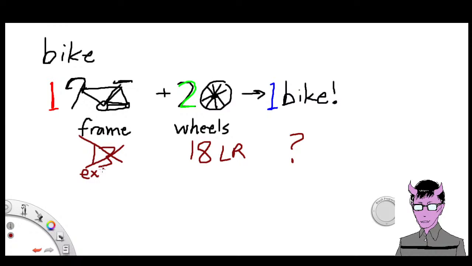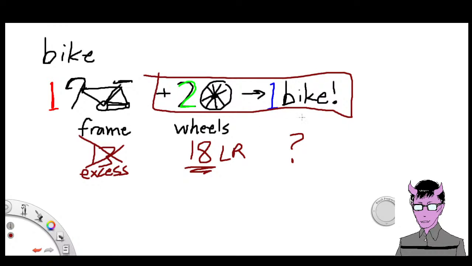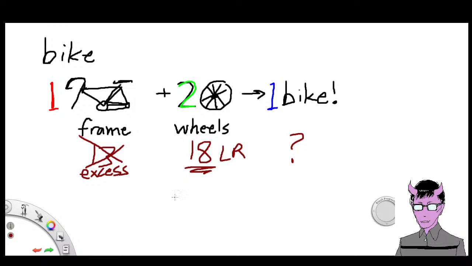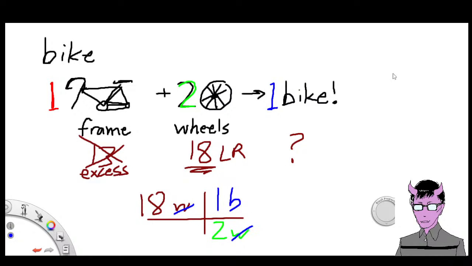Let me write excess. All right. So we know that these are going to be the limiting reactants. So we're going to base our problem around wheels, and we're going to use the ratio between wheels and bikes to figure out how many bikes we can construct. We don't need this number anymore for this problem. All right. So given that we have 18 wheels, according to the recipe, it's going to be 2 wheels for every 1 bike. Cancel, cancel. So we can generate 18 bikes.